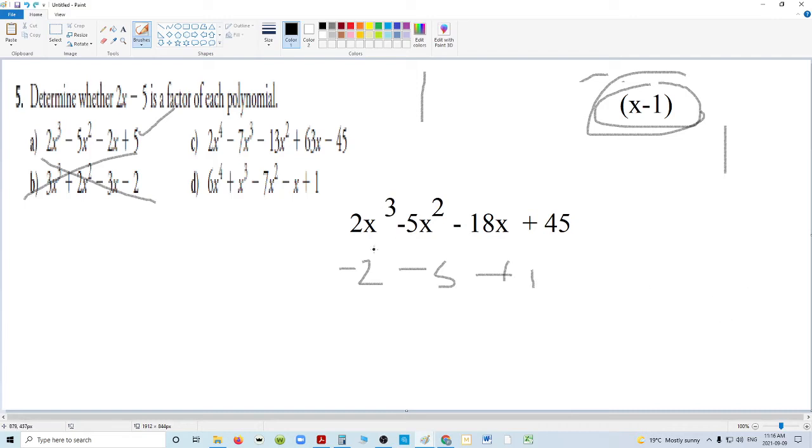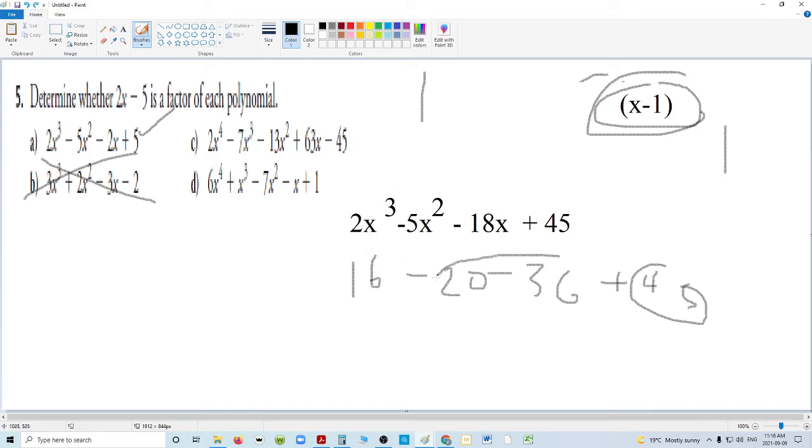Then if you go 2 to the 3 is 8. So you get 16 here. Minus 20, minus 36 plus 45. So you get plus 51... plus 61... minus 56. So it's not a factor. So I just want to make sure I got that right. I did. So x minus 2 is not a factor.